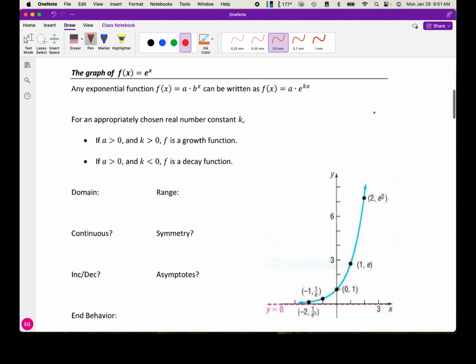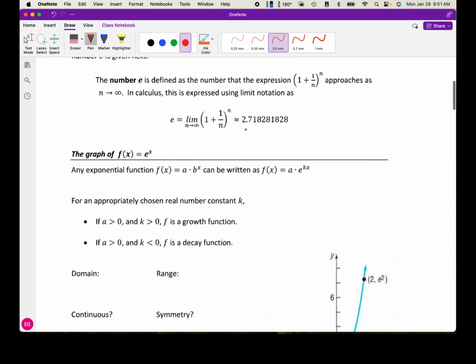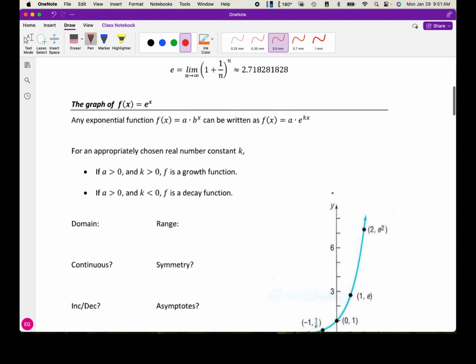We're going to start off with the graph of y equals e to the x. So we've been learning that exponential functions can be written as a times b to the x, but we can also rewrite them in another form, a times e to the kx, where k is just some sort of constant. And remember that e is also a constant. It is 2.71, and so on. So in this new way, we can define exponentials that have this base of e always.